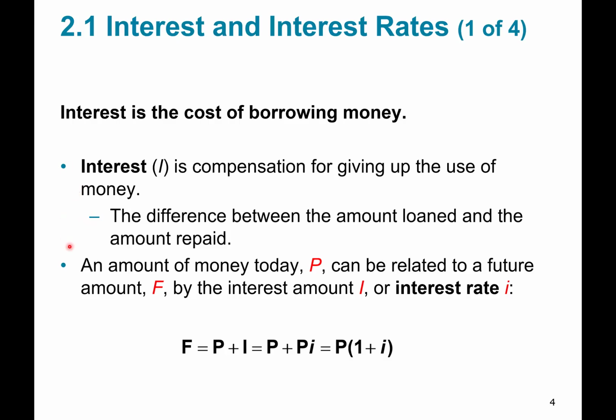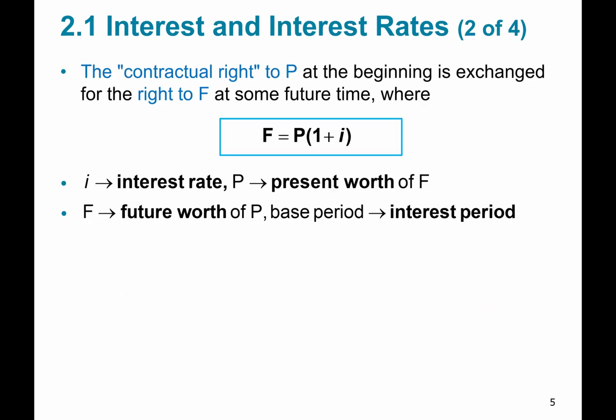An amount of money today, P, can be related to the future amount, F, by the interest amount, I, or in smaller case, interest rate. As you can see in this formula here, F equals P times (1 plus i), whereby F is the future worth, P is the present worth of F, and smaller case i is the interest rate.